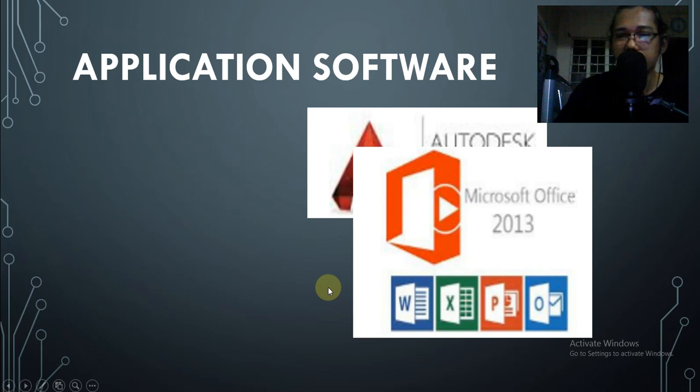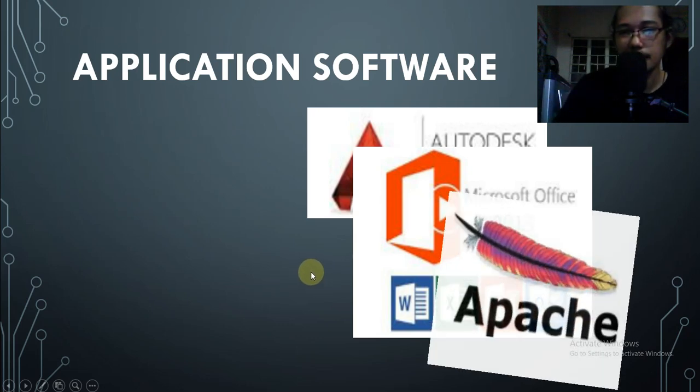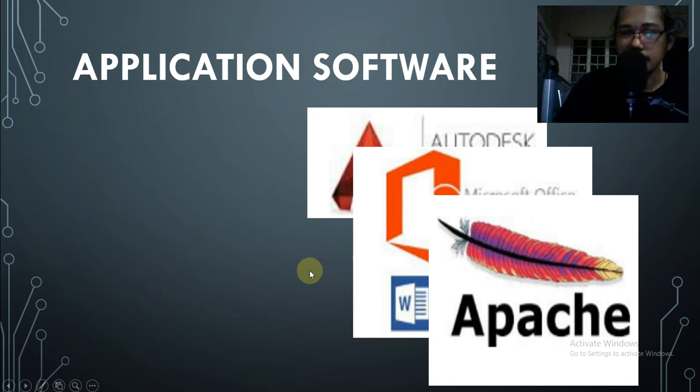Next one is the Microsoft Office. The Microsoft Office depends on what kind of OS also. Katulad ng 2013. So meron tong Word, Excel, PowerPoint, etc. And this one is Apache. This is a painting software.